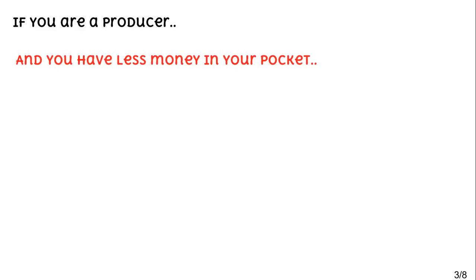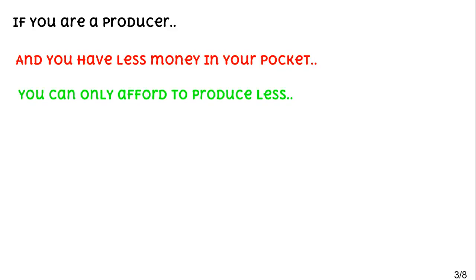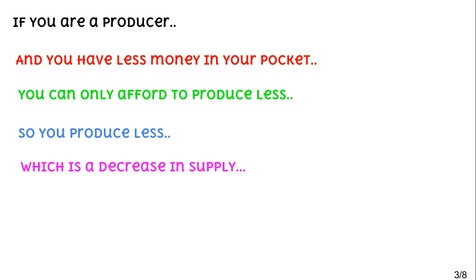All right, so let's get to this part. Now, this is something that I'm going to repeat over and over again in your notes today so that hopefully by the end you can say it with me. So if you're a producer and you have less money in your pocket, do you think that you could produce more or less? Hopefully, you said you can only afford to produce less. So you produce less, which is a decrease in supply. And do you think that is a shift to the left or to the right? Hopefully, you said that is a shift to the left.